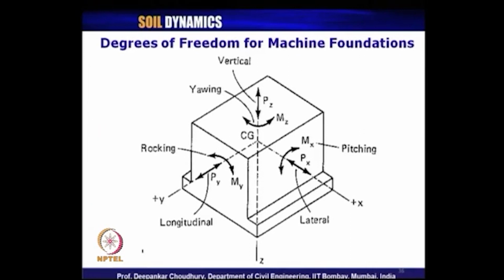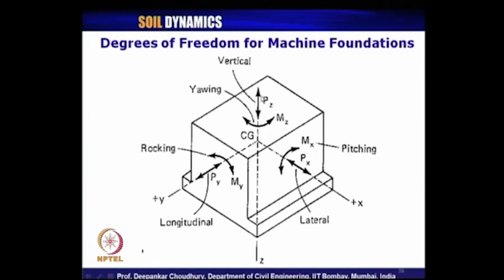Now, let us discuss what are the different types of motion that machine foundations can be subjected to. In other words, how many degrees of freedom can one machine foundation have? Of course, it is a 3-dimensional body, so it can have 6 degrees of freedom, that is 3 translational and 3 rotational. Now, what are those vibrations called for machine foundation? A block type machine foundation is shown in this picture. We have 3 orthogonal axes: this is x axis, this is y axis and this one is z axis.